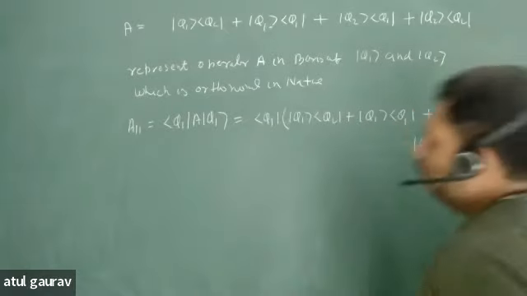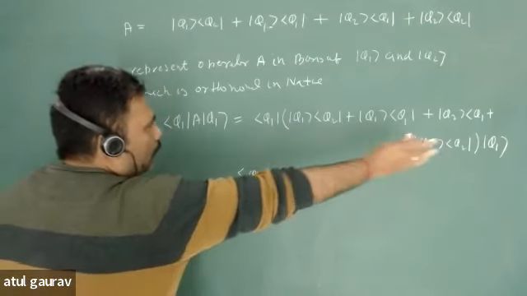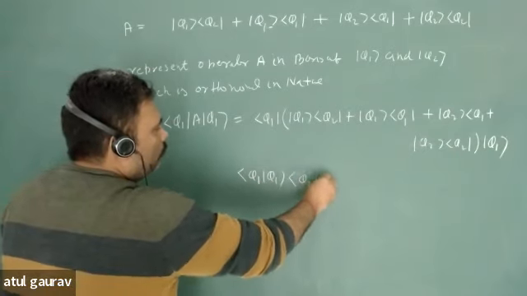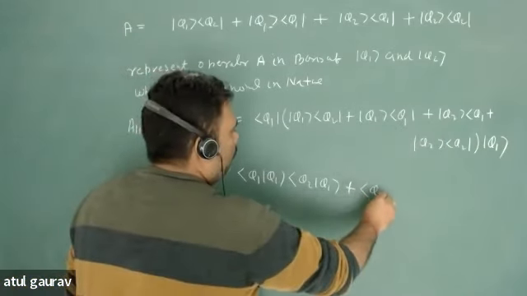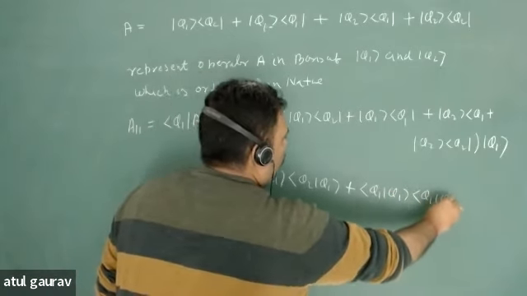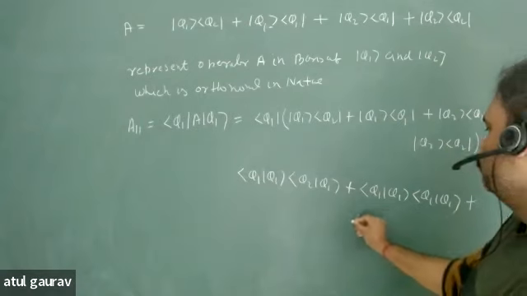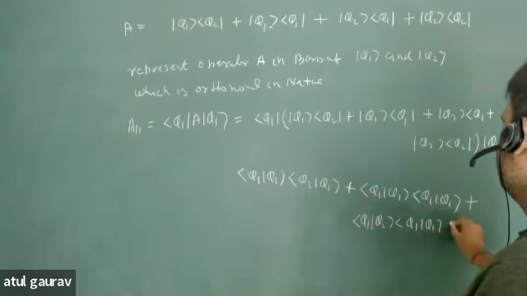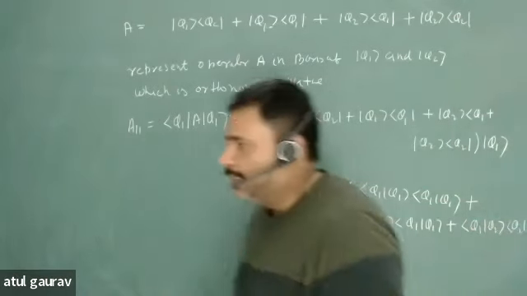Now if I open it, what will you get? Phi 1 phi 2 phi 1 phi 1. What is the next term? Phi 1 phi 1 phi 1 phi 1, then phi 1 phi 2 phi 2 phi 1, and then phi 1 phi 1 phi 1 phi 1. What will the next value be? Phi 1 phi 2 and phi 2 phi 1. Is this visible?